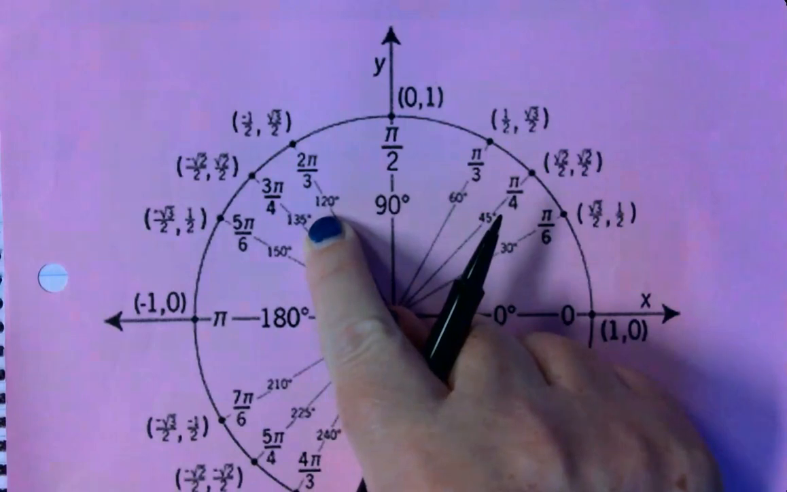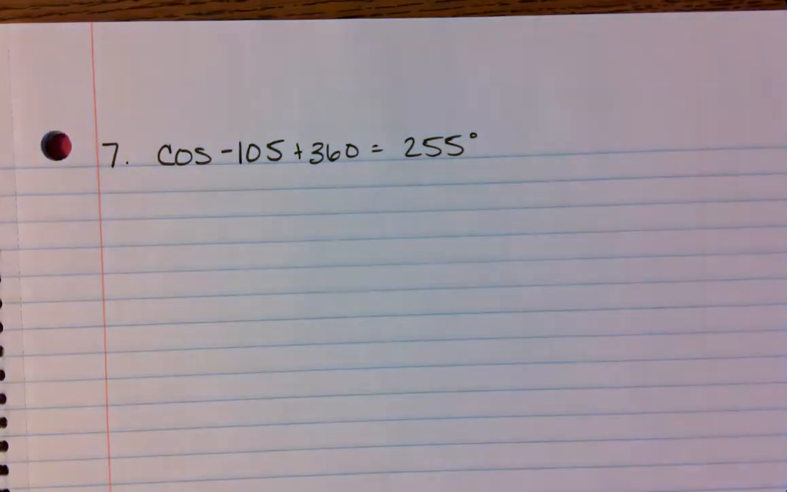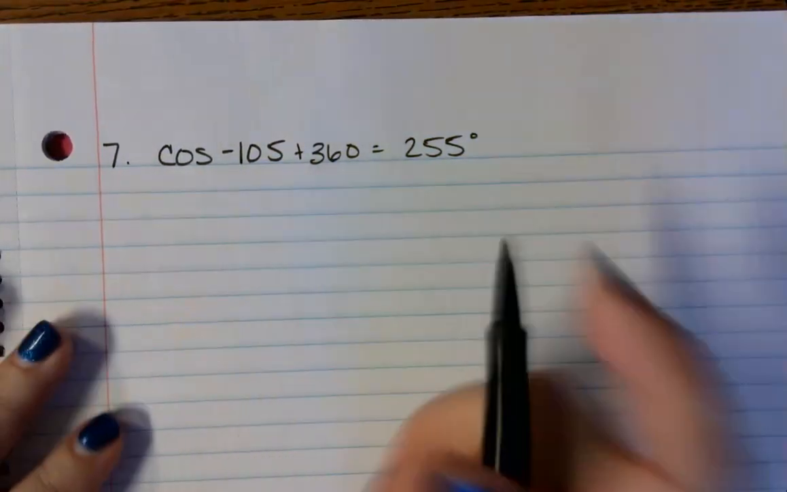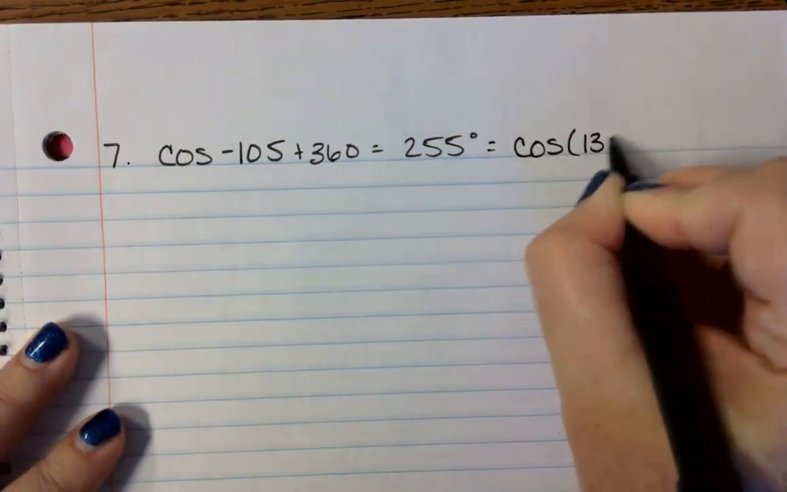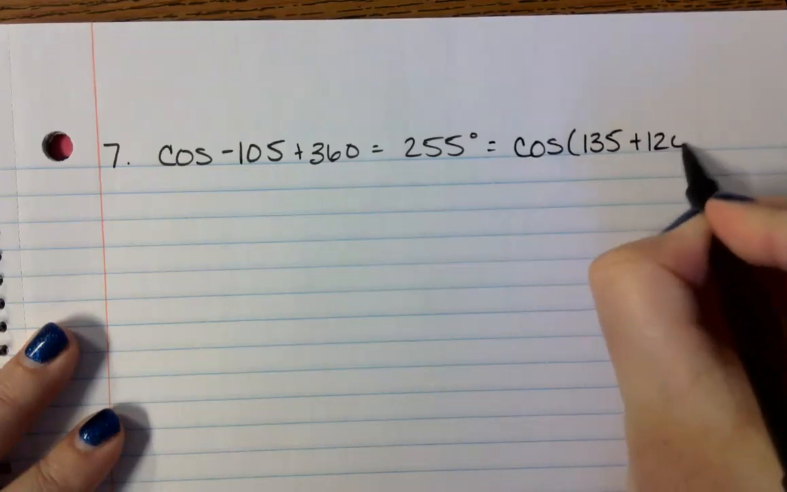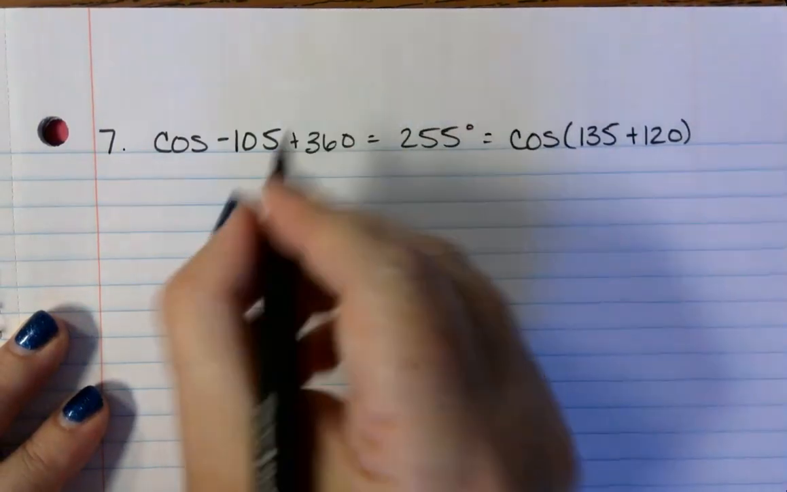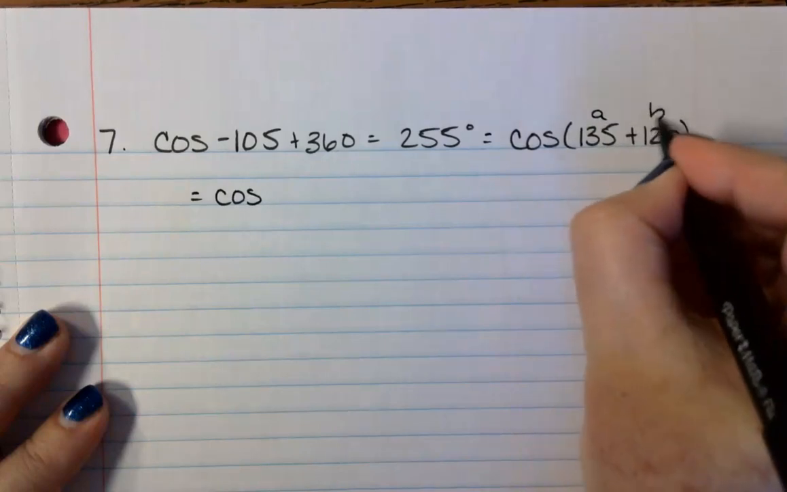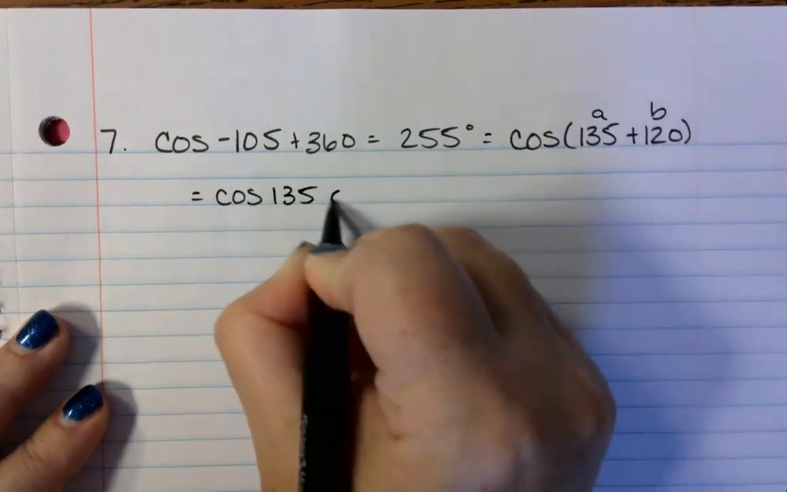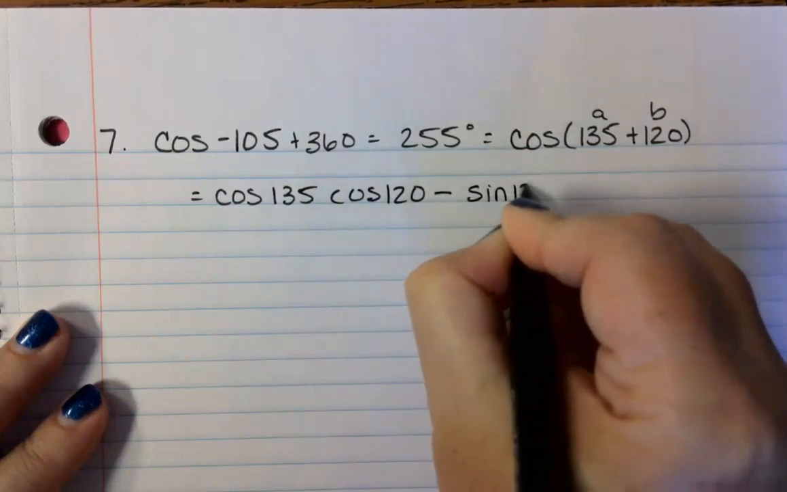And I see these two, 135 and 120. We could have used negative 105. It really is up to you. 135 plus 120. So we're going to use the cosine formula, the one with the plus. So this is going to be cosine, again, A and B. So cosine, cosine, sine, sine.